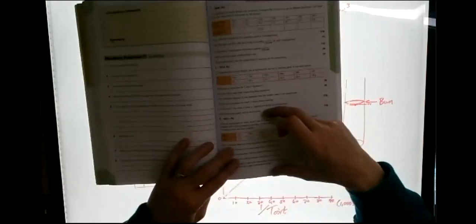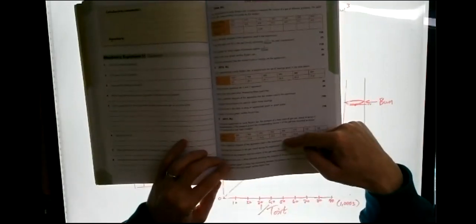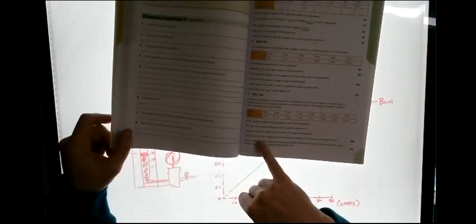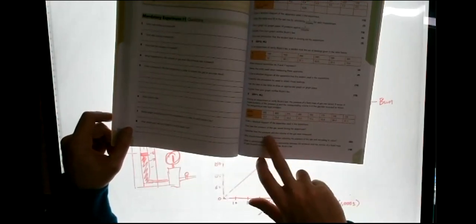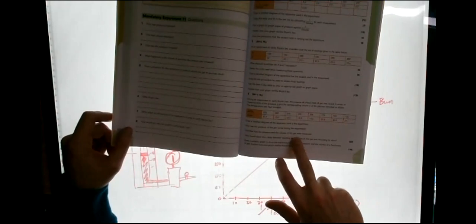Now, moving on to the exam question, from the 2011 paper. Draw a labelled diagram of the apparatus used in the experiment. How was the pressure of the gas varied during the experiment? Describe how the pressure and the volume of gas were measured.